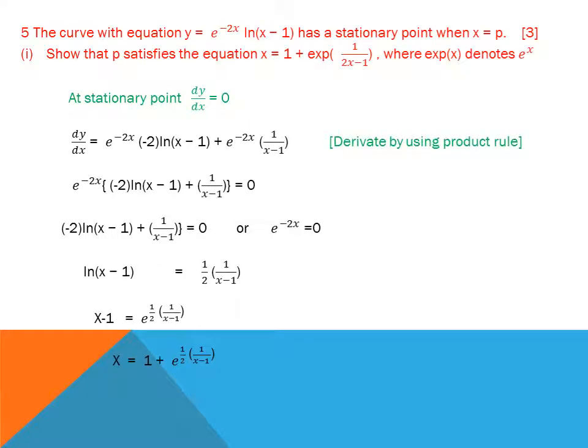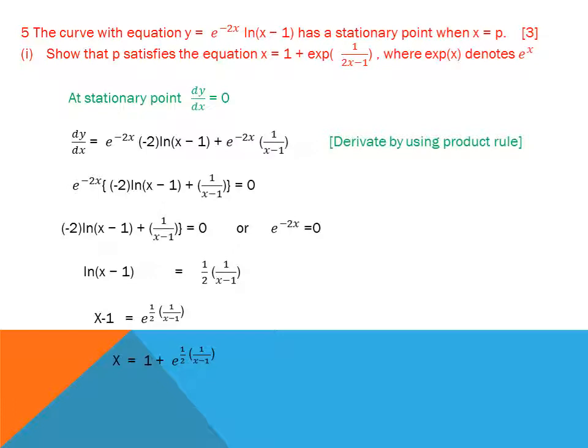In question number 5, the curve with equation y is equal to e power minus 2x ln of x minus 1 has a stationary point when x is equal to p. Show that p satisfies the equation x is equal to 1 plus e power 1 over 2x minus 1, where x1 is equal to 0. At a stationary point, dy over dx is equal to 0. You should always put 0 when there is a stationary point, turning point, maximum value or minimum value. So I apply derivative equal to 0.